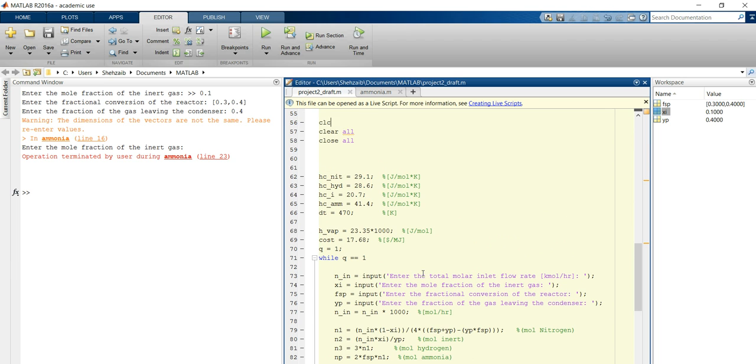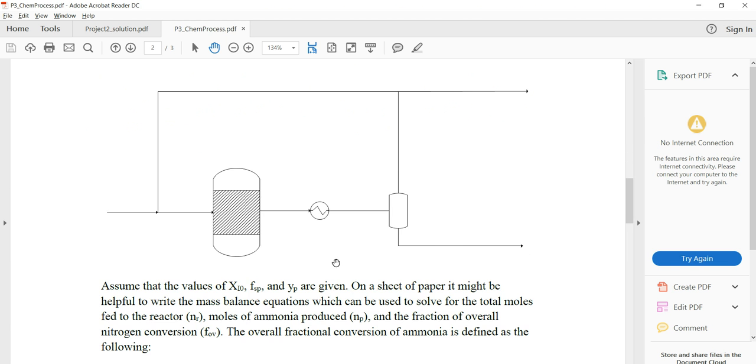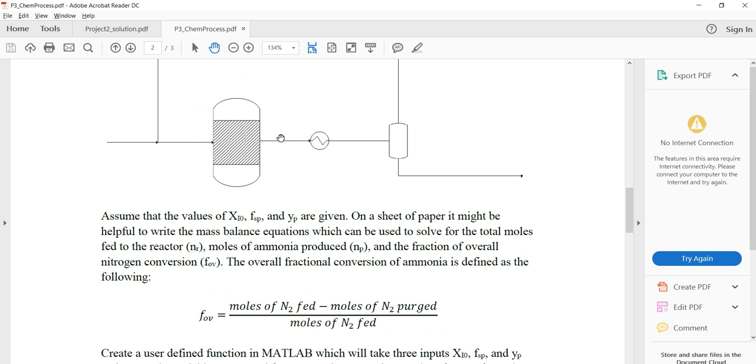The last part of our code deals with utility cost, which was given in our problem, and it was to find the cost to cool the gas coming out of the reactor and the cost to condense the ammonia, which would be right around here. So gas is coming out of the reactor, goes into the cooler, and this is the condenser, and ammonia is condensed and taken out. So the cost to cool the gases first, and then to condense ammonia.